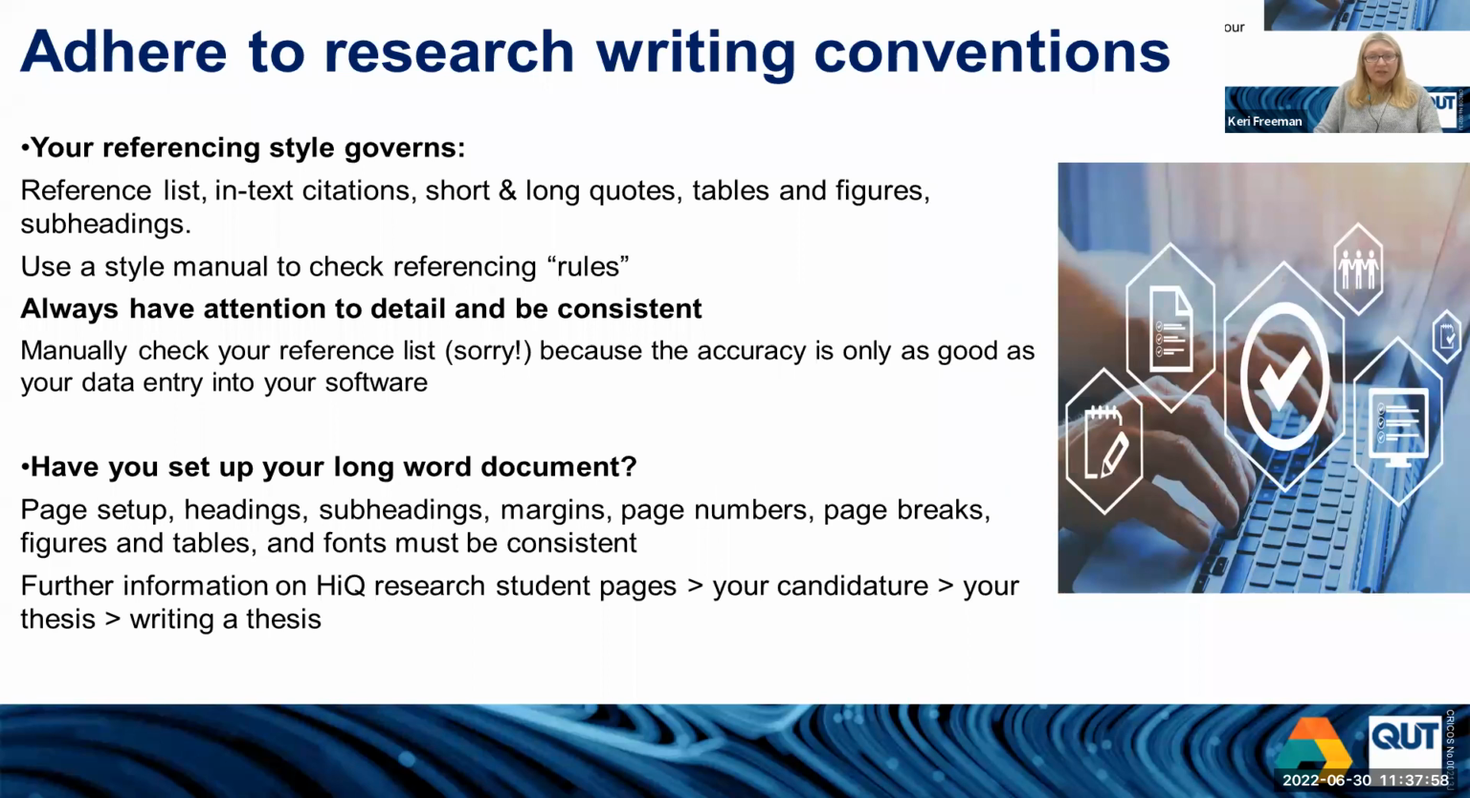Research writing conventions, as we said, that's something your examiners will be looking for. I know referencing style is boring and annoying, but part of being a researcher is adhering to those conventions. Manually check your reference lists. I'm sorry to say, and whether you're using the software or not, you probably are, but your software is only as good as your data entry. If you've made errors in the data entry, there'll be errors in your reference list. So we want the reference list to be accurate.